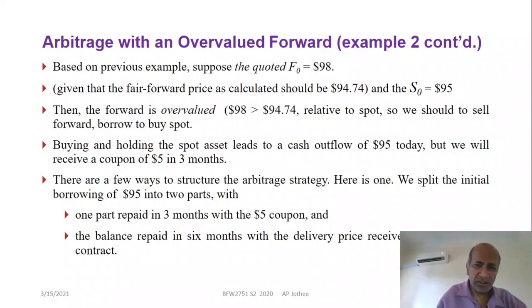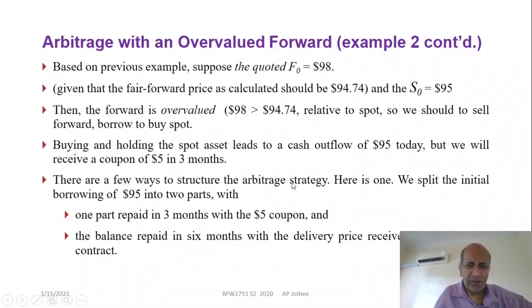Borrow to buy the spot. Can you understand now? Between the forward and spot, the forward is overpriced, so sell it. The spot is underpriced, so buy it. Always assume there is no money with you. Borrow to buy. Always assume your pockets are empty. Buying and holding the spot asset leads to a cash outflow of $95 today, because S0 is 95, but we will receive a coupon of $5 in 3 months.